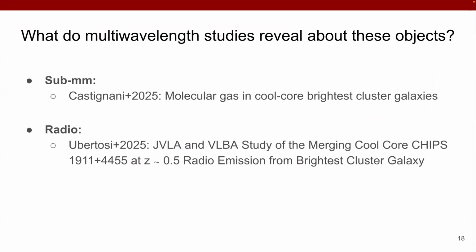And then actually this year, there are two new studies of this object just coming up using completely different observations with different wavelengths. In submillimeter, we have Kasikani in 2025, and in radio, this group just came out literally last month, sorry. Okay, so let me tell you what we learned from this object from these two wavelengths.